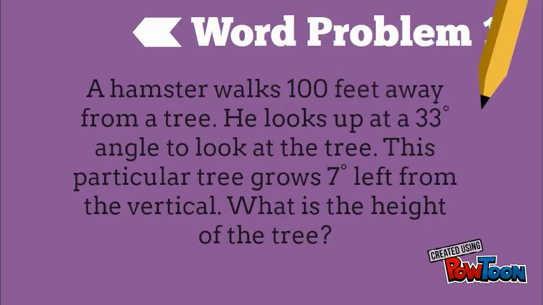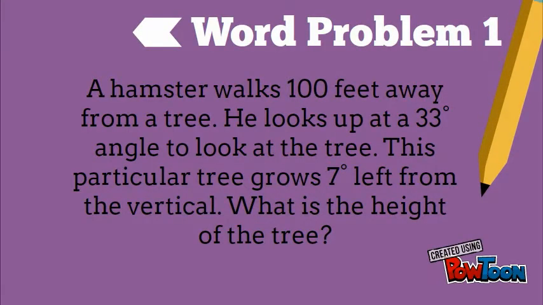Word problem number 1. A hamster walks 100 feet away from a tree. He looks up at a 33-degree angle to look at the tree. This particular tree grows 7 degrees left from the vertical. What is the height of the tree?